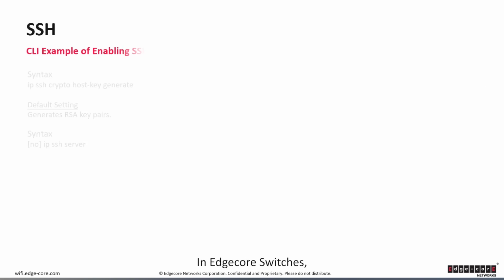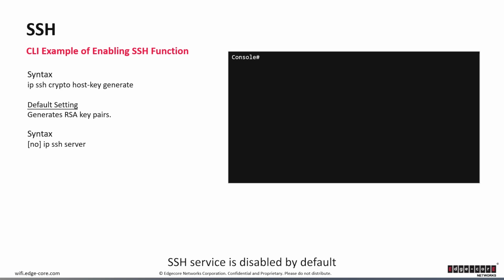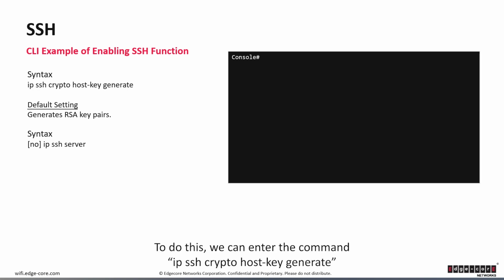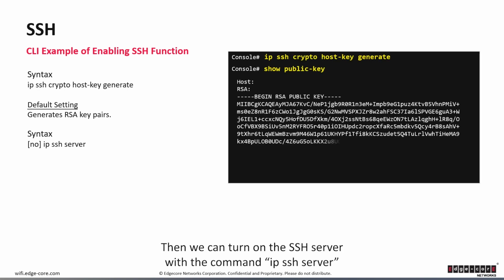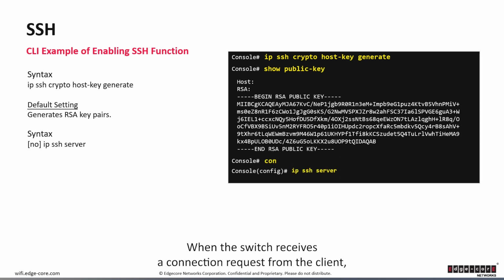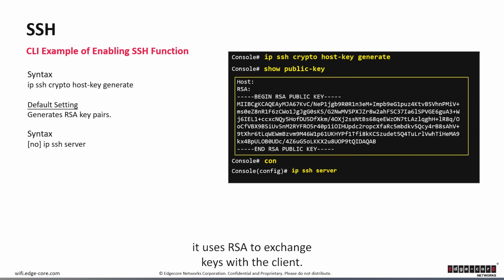In Edgecore switches, the SSH service is disabled by default. Before we can use the SSH server, we need to create RSA host keys. To do this, we can enter the command ip ssh crypto host-key generate. Then, we can turn on the SSH server with the command ip ssh server. When the switch receives a connection request from the client, it uses RSA to exchange keys with the client. Then, it agrees on the encryption method with the client.